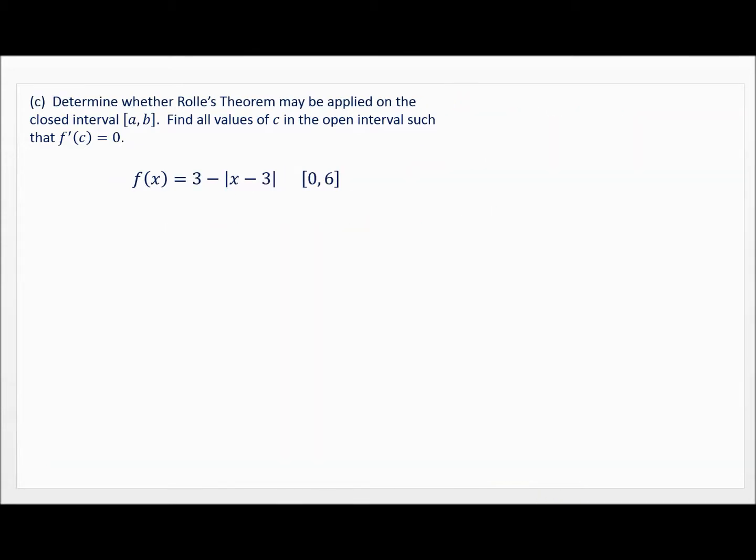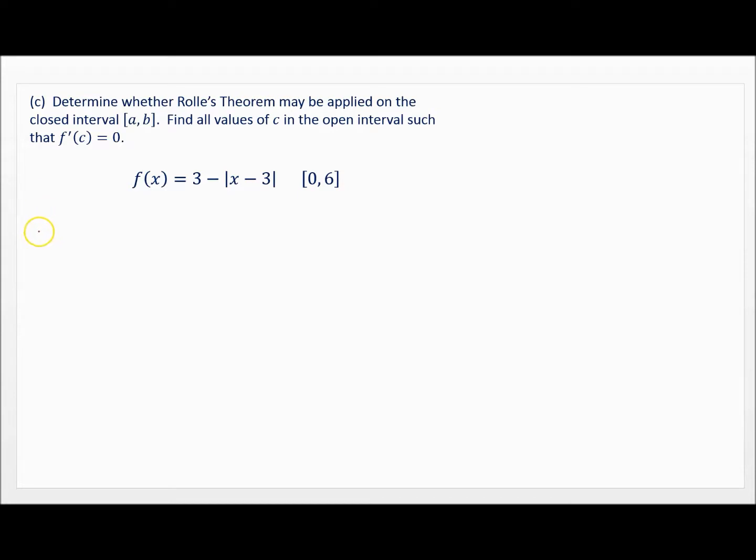So question C, very similar. Determine whether Rolle's theorem may be applied on the closed interval AB. Find all values of C in the open interval AB such that f prime of C is equal to 0. So just like the last problem, but we just have an entirely different function, don't we? All right, so here we go.